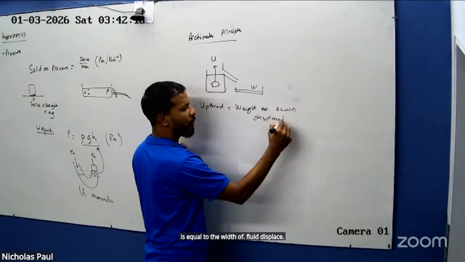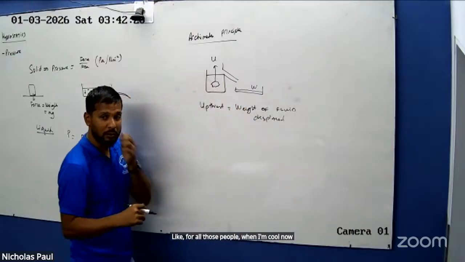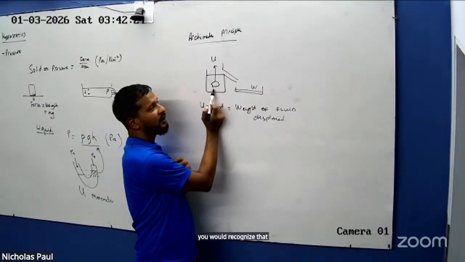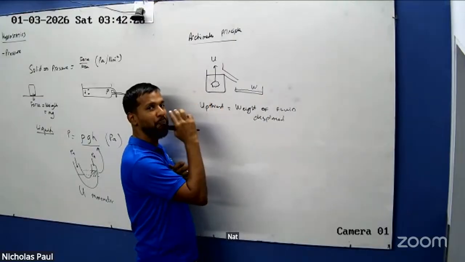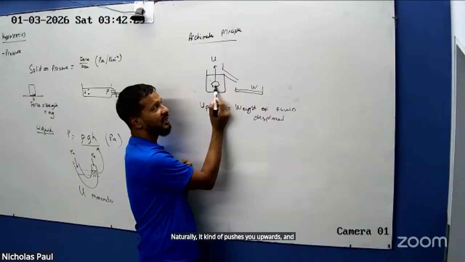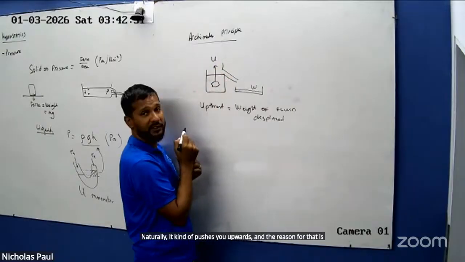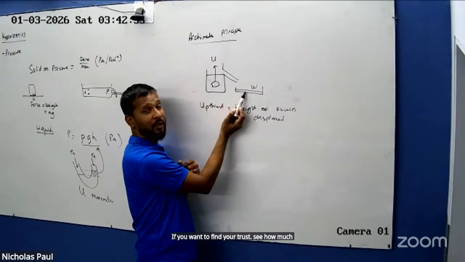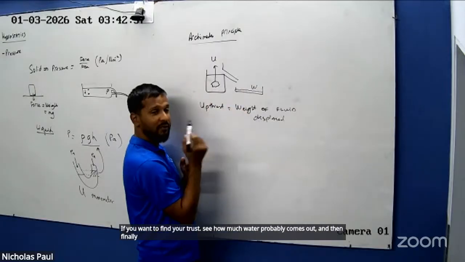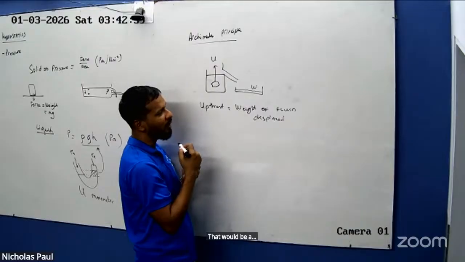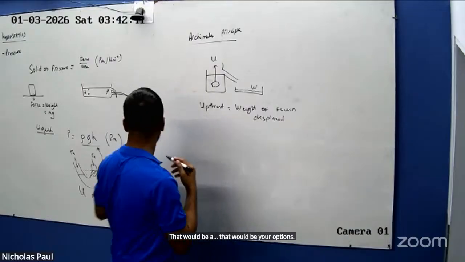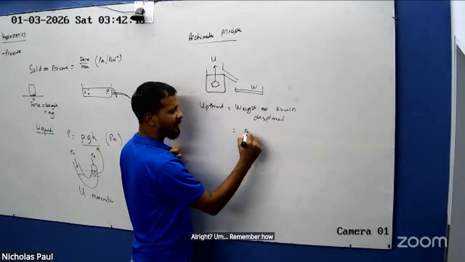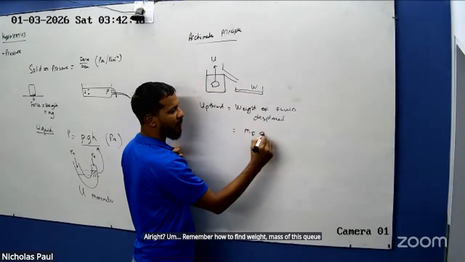Like for all those people who in a pool now or down to Tobago, one thing, you will recognize that when you jump in the water, naturally it kind of pushes you upwards. And the reason for that is an upward force. If you want to find your upthrust, see how much water probably comes out and then find the weight of that water. That will be your upthrust. Right? Remember how to find weight, mass of the fluid that came out here by gravity.